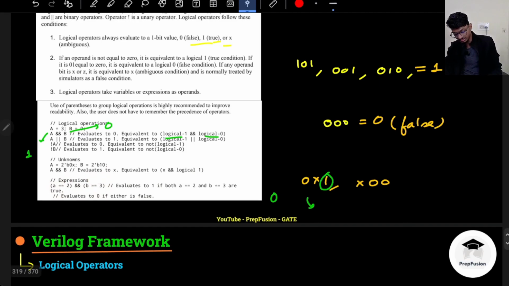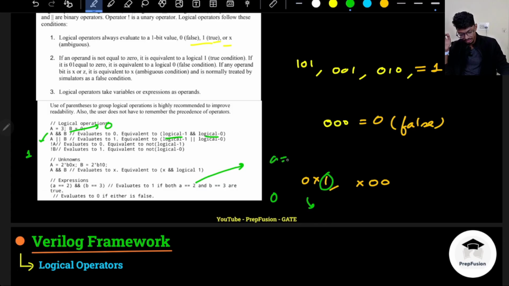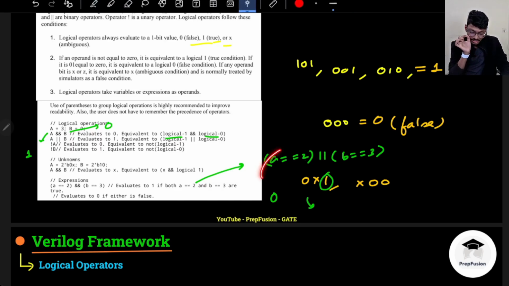Now if I want to perform something else, like this is used with relational operators. Let's say I have this, a equal to 2 logical OR b equals to 3. Okay, so now if any one of the statements is true, then it will evaluate to 1. So that is the difference between logical AND and OR. For logical AND, all of the statements need to be true, then this will be 1, this will be 1, and then 1 and 1 will be 1. But for logical OR, at least one of the statements needs to be 1, then the output will simply be 1, right? If this is true, then it will be 1 or anything, and 1 or anything is 1.